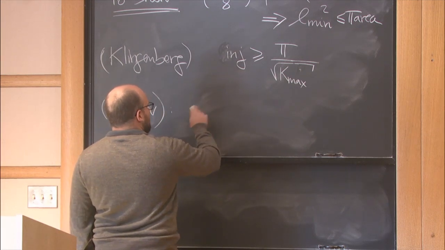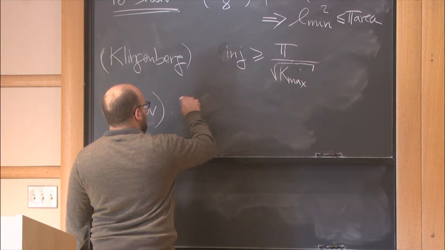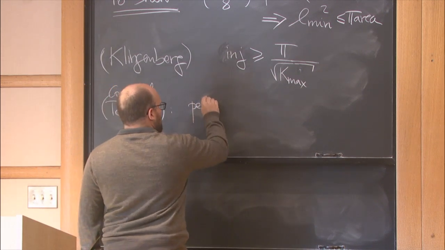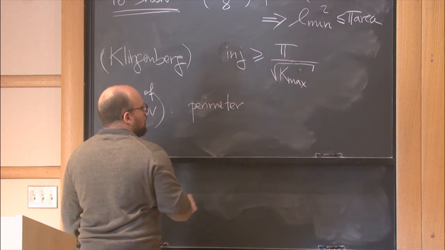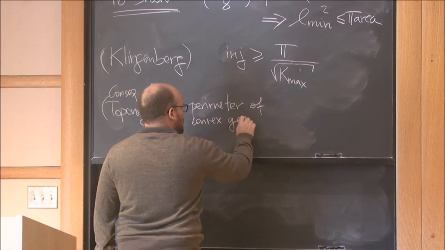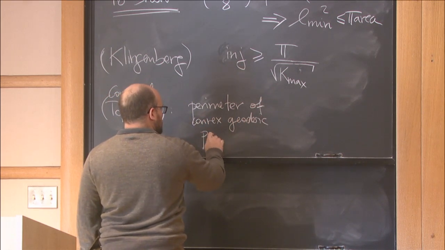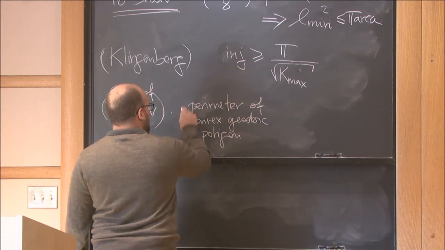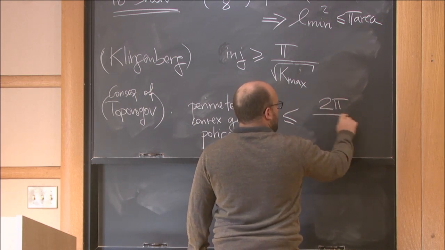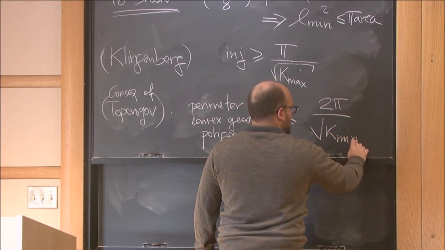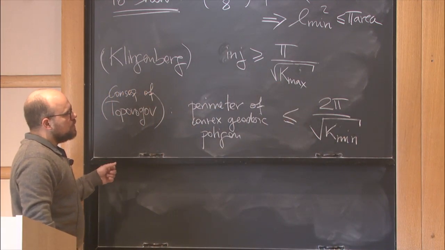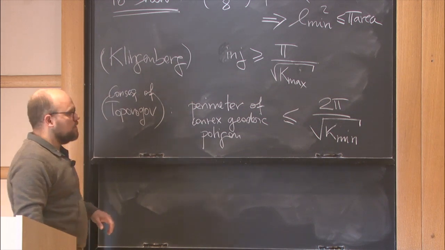The perimeter of a convex geodesic polygon is less or equal than 2 pi divided by the square root of the minimum of the curvature. Okay, these are the two comparison theorems.